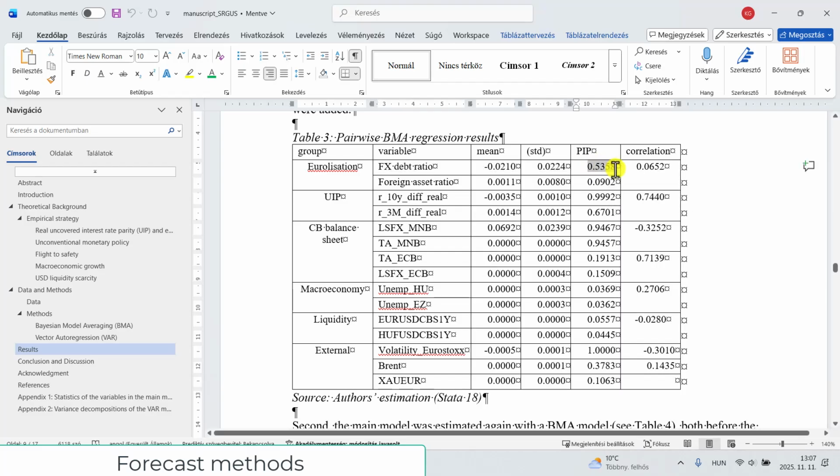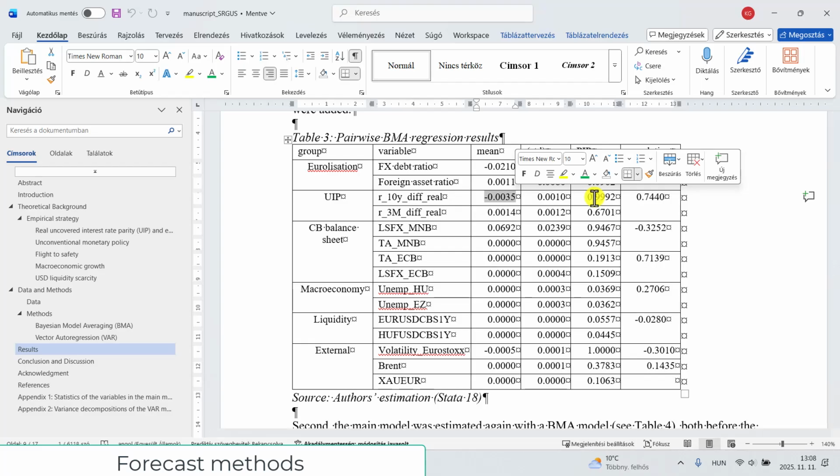So in this case we can say that yes, maybe the foreign debt ratio has 53%, 53% is the probability that it will have an impact, which is something. If you are checking what is happening with the long-term interest rate differential compensated with the inflation, then we can see that it's 99.9% probability that it will have an impact. Which is strange because it has a negative sign. So this should have positive influence, but according to the literature, this is not working, or it's working backwards, and this is what we can measure.